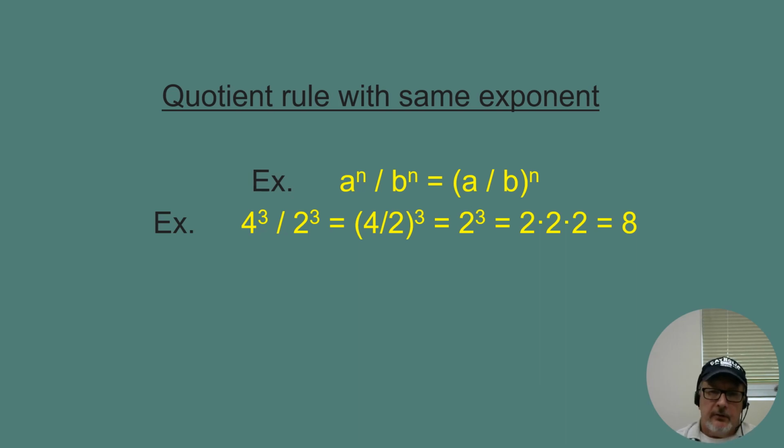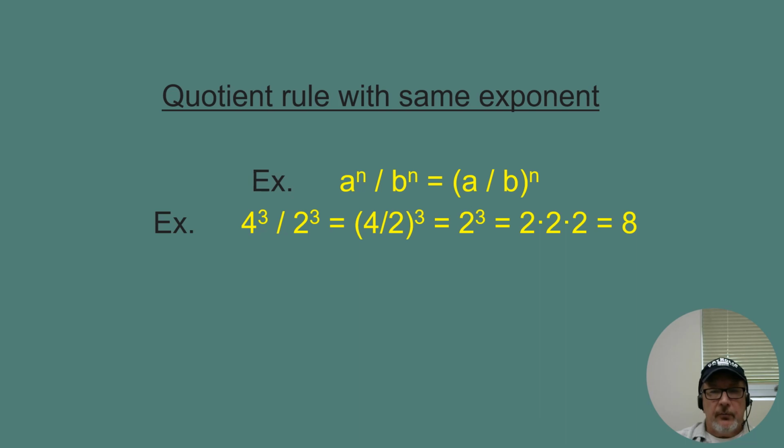How would we divide two different numbers that were each raised to the same power? Using variables, we can write that as a raised to the n power divided by b raised to the n power. This can be rewritten as a divided by b raised to the n power.